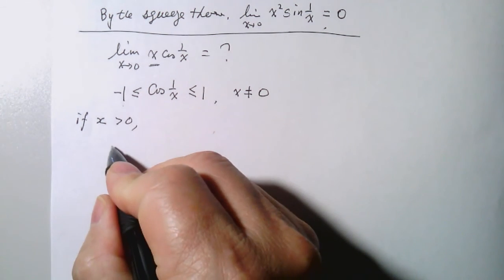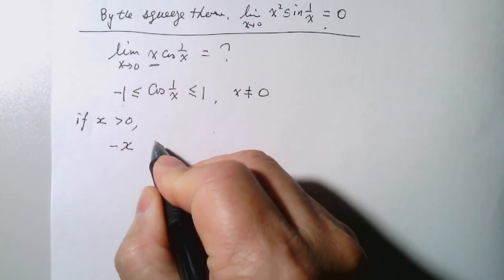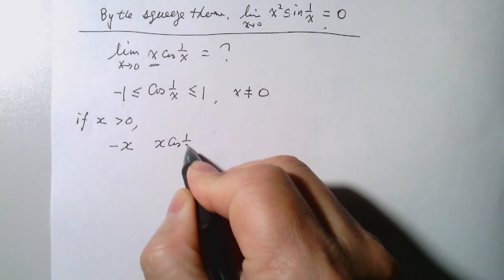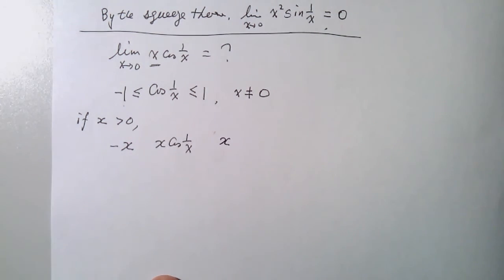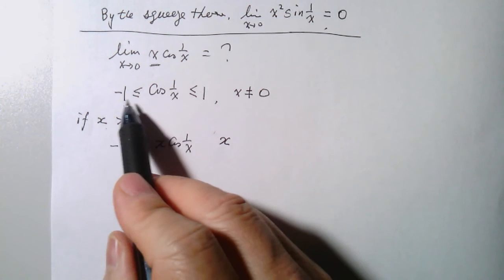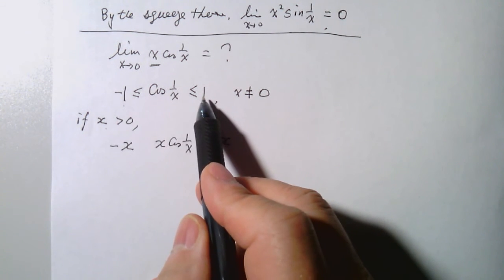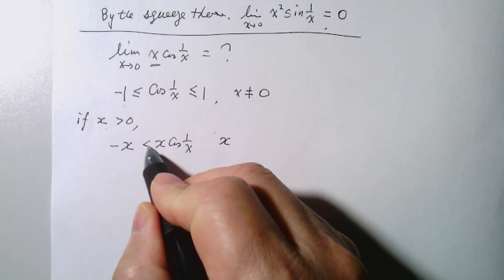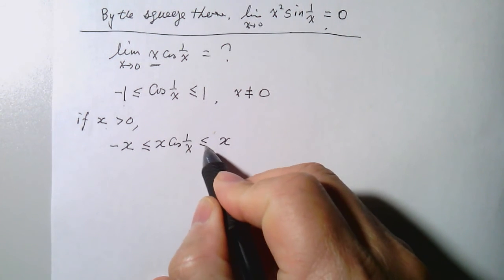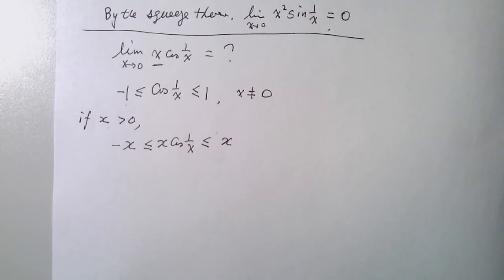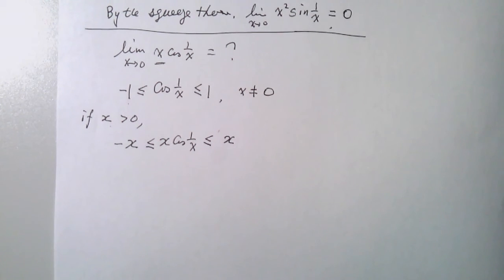then I'm going to multiply x to this inequality. So you get negative x, x cosine 1 over x, and x, because multiplying the inequality by a number bigger than 0 does not change the direction of the inequality. Okay, that's what we have here.